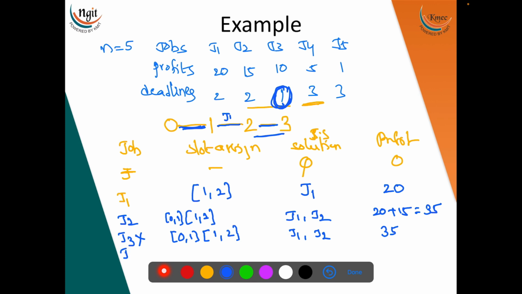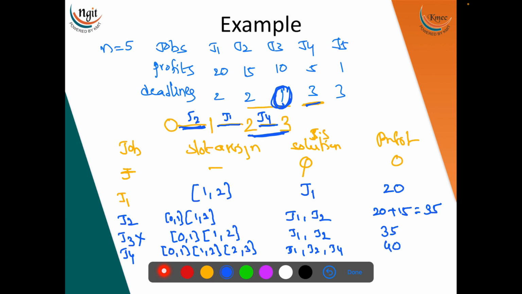Now again select J4. J4 can wait till 3 hours of time, so I can accommodate it in this slot. So J4 gets the 2 comma 3 slot, along with 0 comma 1 and 1 comma 2 for the others. This slot is given to J2 and this slot is given to J4. Now the processing is J1 comma J2 comma J4, and the profit value is 40.